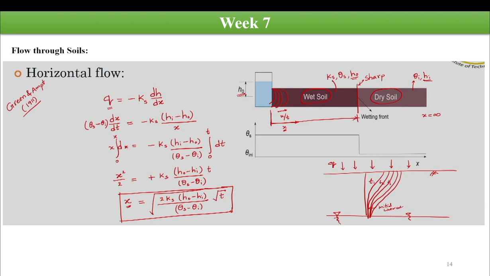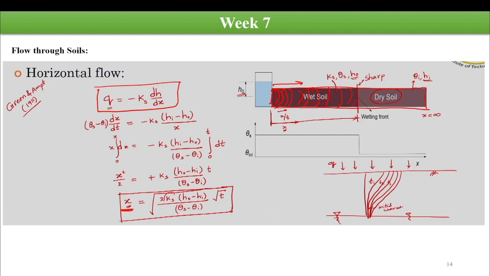So when a head is maintained at one end of a soil sample, which is lying down horizontally, the water will permeate from this end to that end, and a wetting front will be formed. This wetting front will move further as time passes. To determine the position of this wetting front, several researchers have given different concepts. Green and Ampt, 1911, used the concept of Darcy's law to derive the expression for the position of this wetting front, that is x.